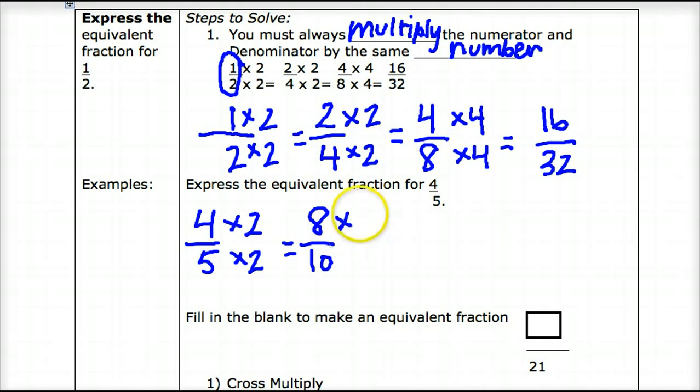We could do the same thing again. We could also multiply by 2 one more time. But remember, if you multiply by 2 on the top, you must do the same thing to the bottom. So we know that 8 times 2 would give us 16, and 10 times 2 would give us 20. So we know that 16/20, 8/10, and 4/5 are all equal or equivalent fractions.